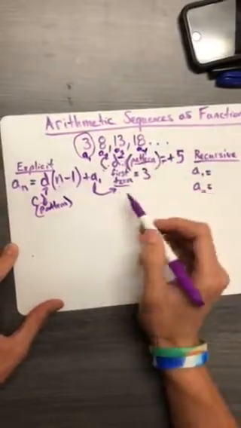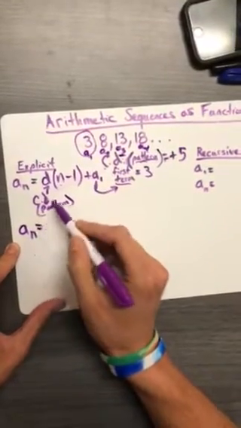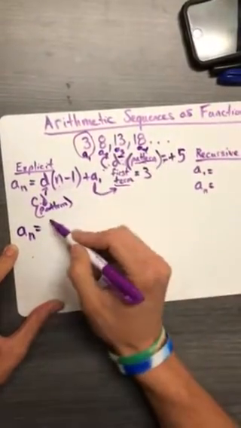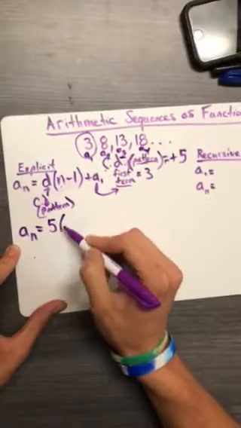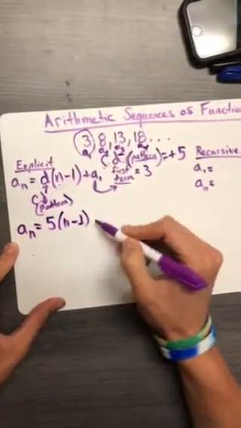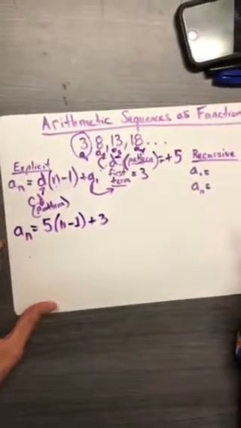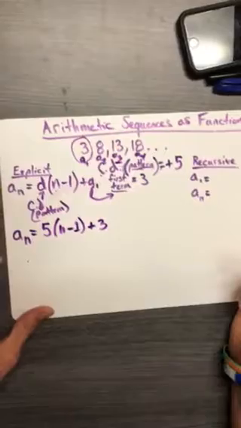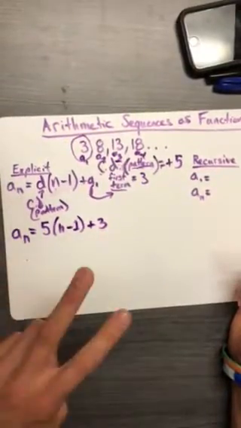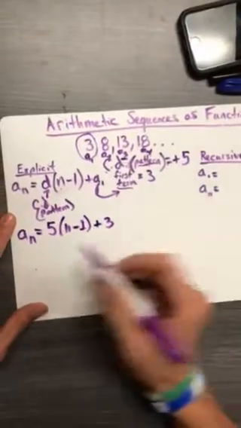So real quick, let's write our function. We have a sub n equals, we write our pattern, which was plus 5, so I write a positive 5, times n minus 1. And then I write my first term, which was 3, so I put plus 3. So there you have it, your explicit function. It was pretty easy to write with those two pieces of information. So let's test it out.